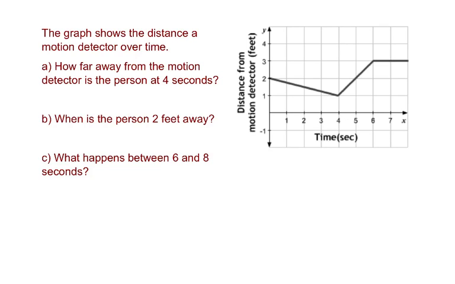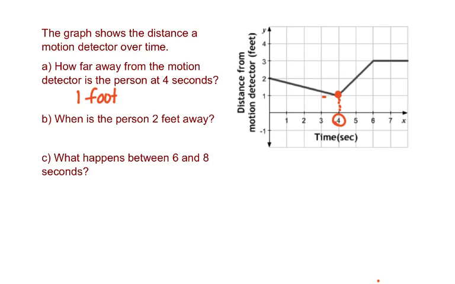So how far away from the motion detector is the person at 4 seconds? Well, 4 seconds would be right here on my x-axis. So if I want to know where their height is, here's the point on the graph. So it looks like, their distance. It looks like they are 1 foot away from the motion detector.